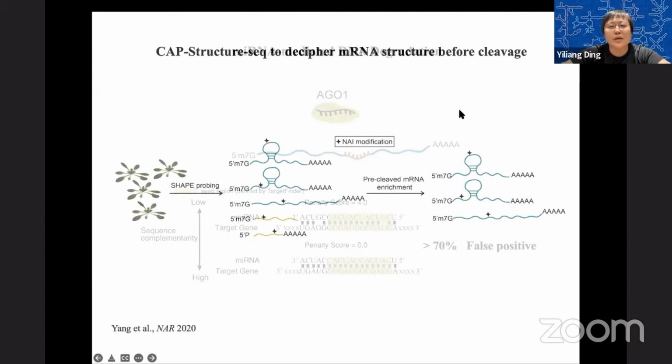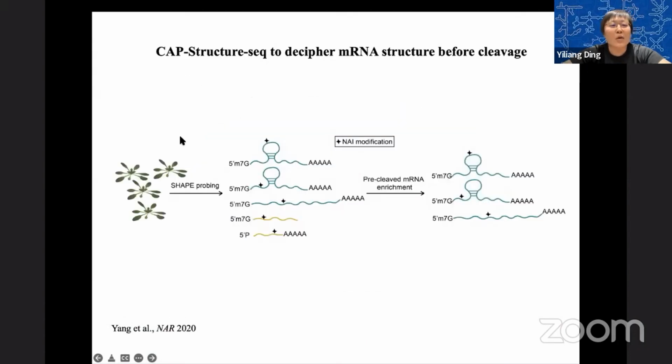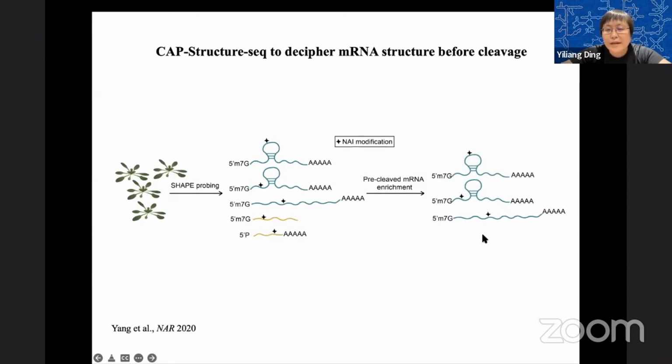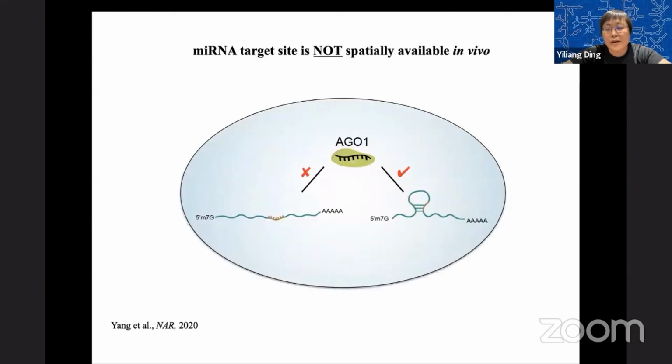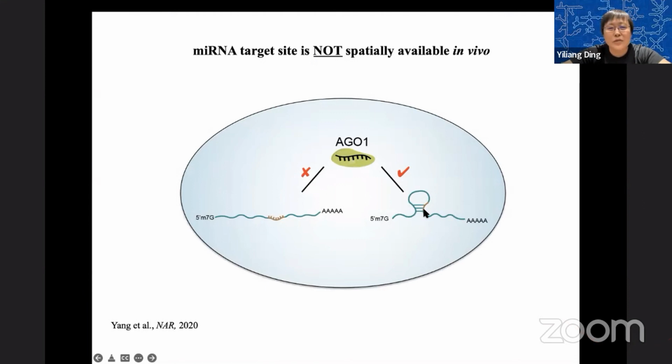To do that, we developed a new method, which is called cap structure seek. What we do is chemically treat the plant, then we only enrich the intact RNA portion, then generate the intact RNA structure library. This intact RNA structure feature can allow us to know what the structure is actually doing in the cleavage. Doing that, the first thing we find is that the microRNA target site is actually folding into a certain structure.